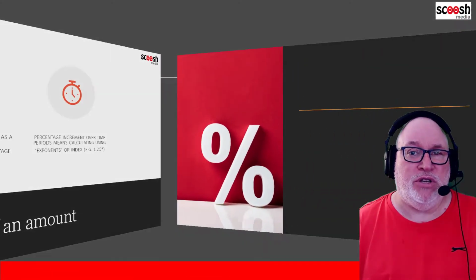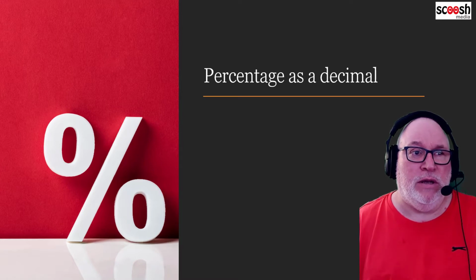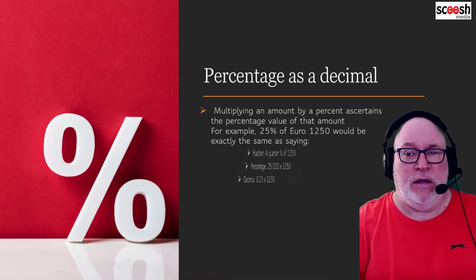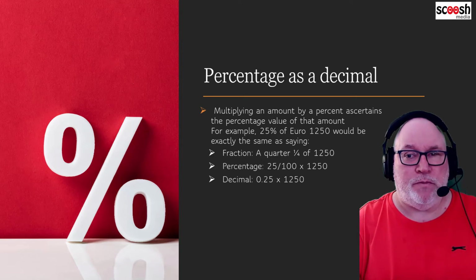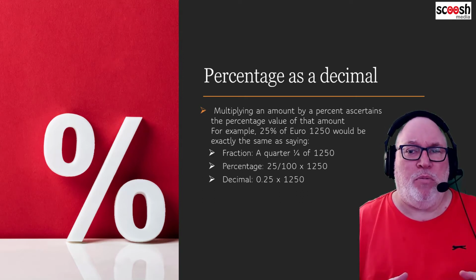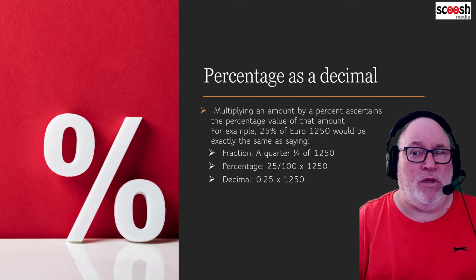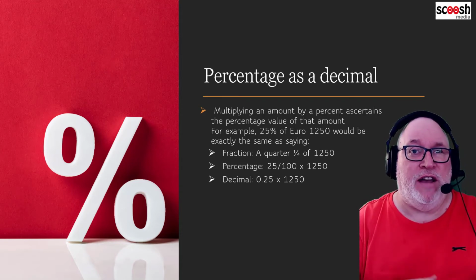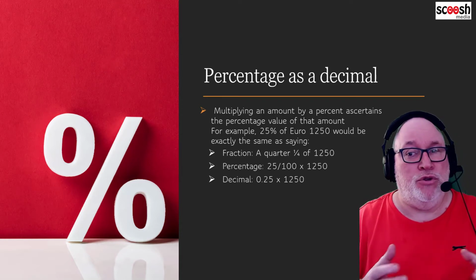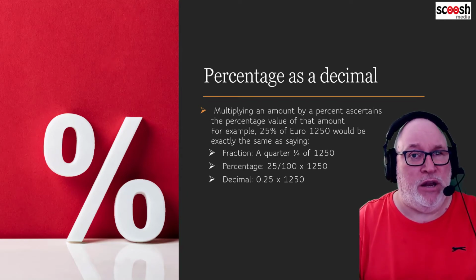So the first thing is percentage. What is a percentage? Percentage as a decimal. Let's have a wee reminder here of what a percentage is. We get fraction, percentage, and decimal. Multiplying an amount by a percentage lets us find out what the percentage value is of that amount. The example I've given is 25% of euros 1,250. It would be exactly the same as a fraction, percentage, or decimal, as long as it's the equivalent of that.